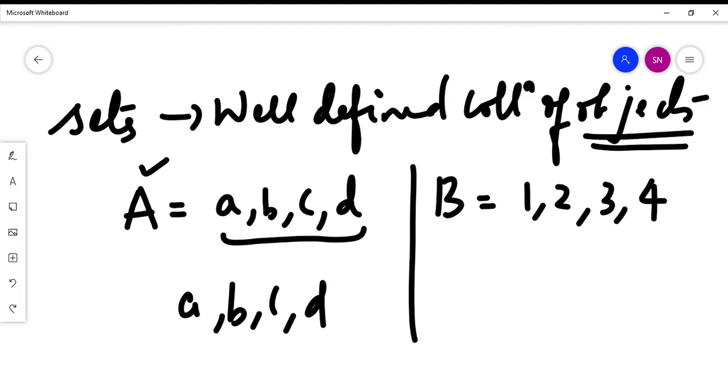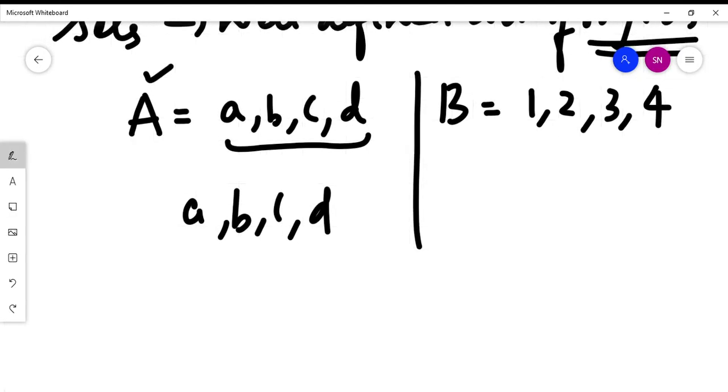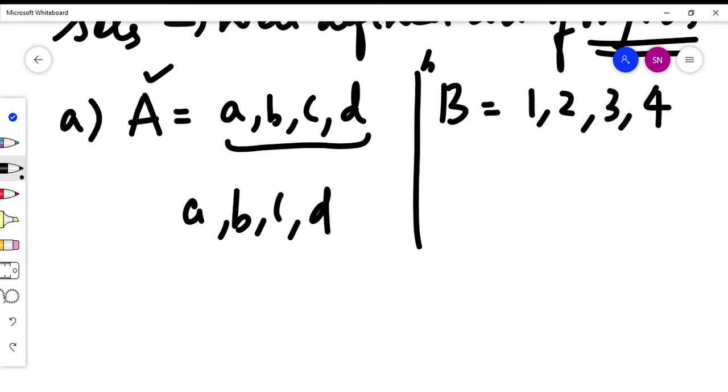Now we go on to something more interesting. I have two examples. I'll call this example A and this example B. In my example A, I have set A equal to A, B, C, D. Now, how do I tell that one particular element belongs to that particular set?